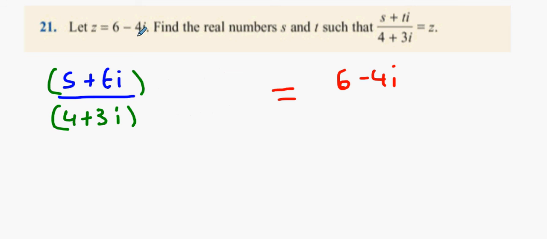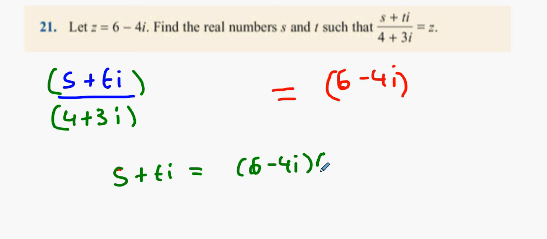You simply multiply, the 4 minus 3i is multiply on the left. So what would that make it on the right? No, sorry, if it's divide on the left, what would it make it on the right? So you can do 6 minus 4i multiplied by 4 plus 3i. Is that okay? Now, multiply it out, and you should be able to find out what s and t are. Okay?